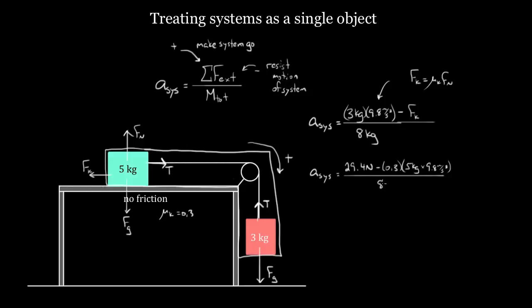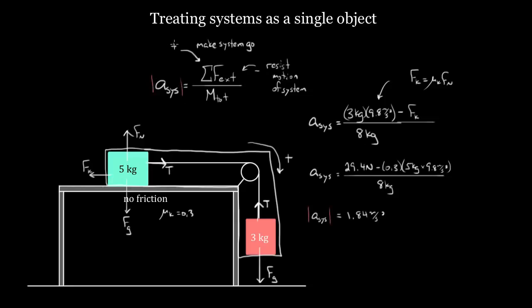I divide by my total mass down here because the entire mass is resisting motion through inertia. Now if I solve this for my acceleration of the system, I get 1.84 meters per second squared. So this is less than our 3.68, and that makes sense. Now there's a resistive external force trying to prevent the system from moving. But you have to be careful. What I'm really finding here is the magnitude of the acceleration.